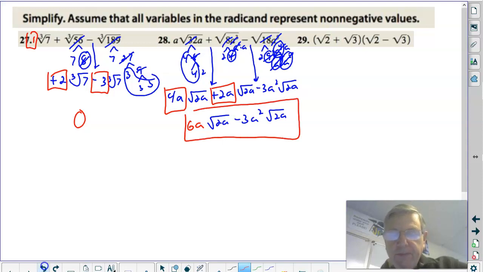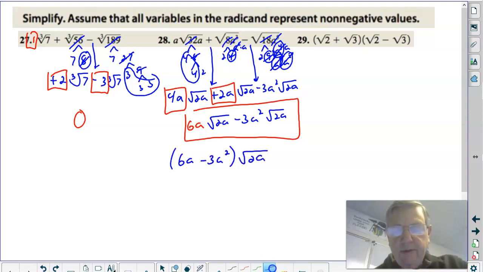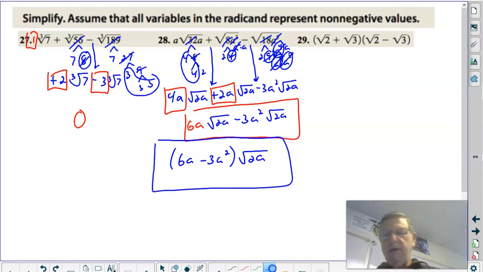However, if you understand the distributive property, you might also write this as the answer, and they're exactly the same thing, and I'll take it either way. Okay? Either answer. All right, 29, multiplying binomials.